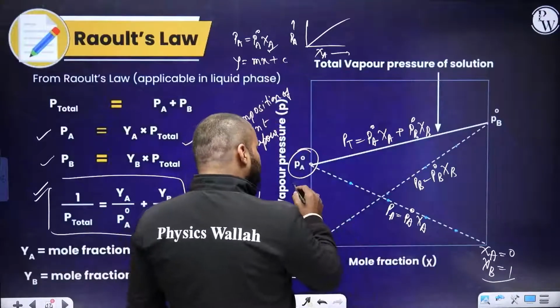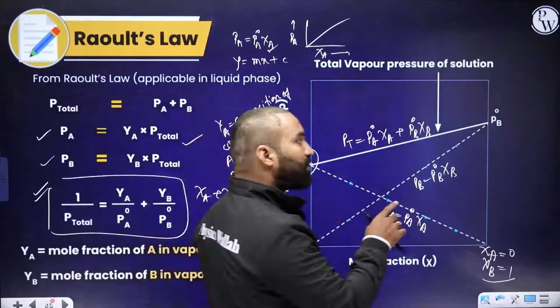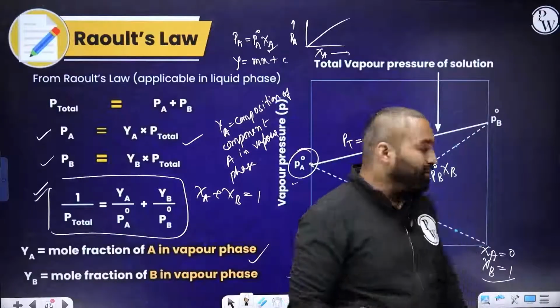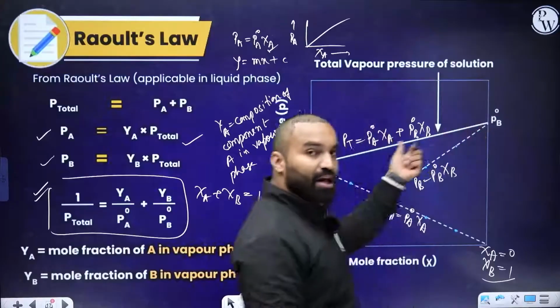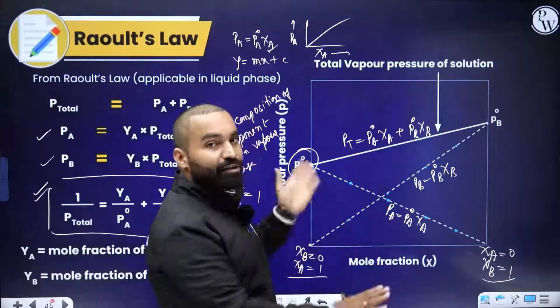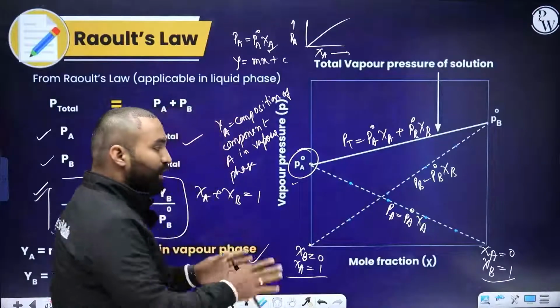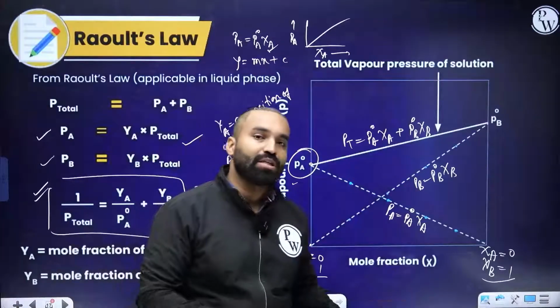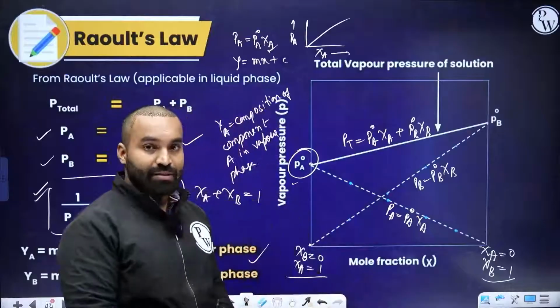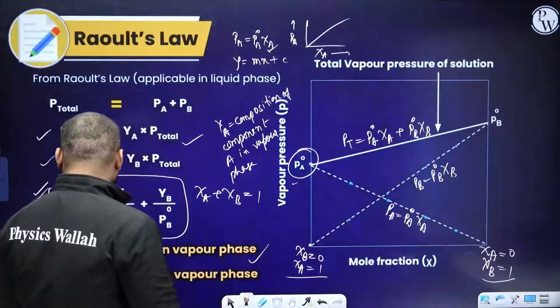I have taken component B considering it is more volatile in nature, hence its vapor pressure is higher than the vapor pressure of A. You can do it otherwise also. Totally your wish. But you should be in a situation to draw this graph in the examination. Let's proceed, everybody.